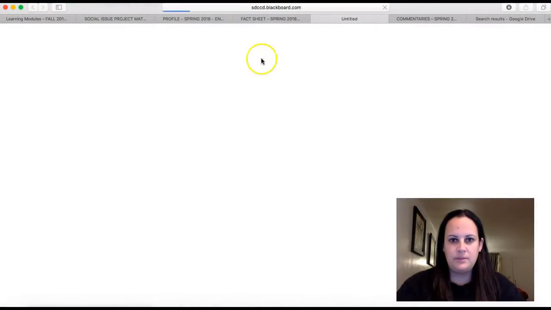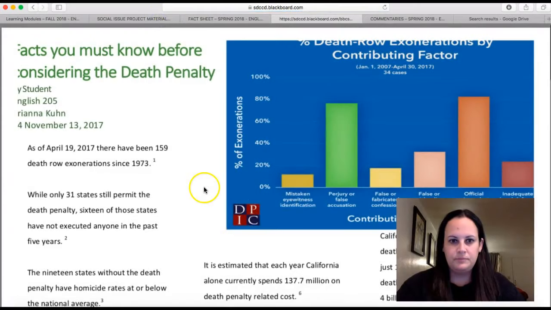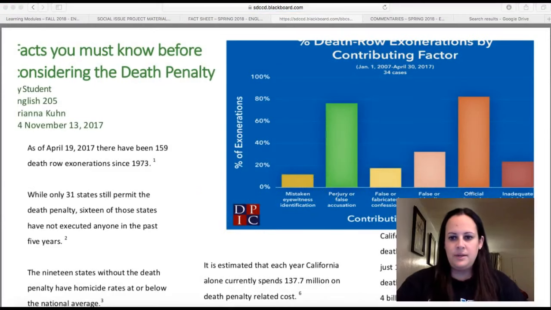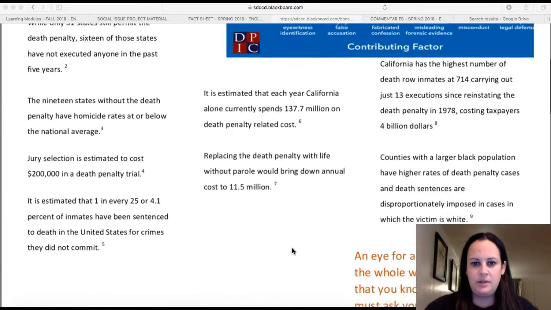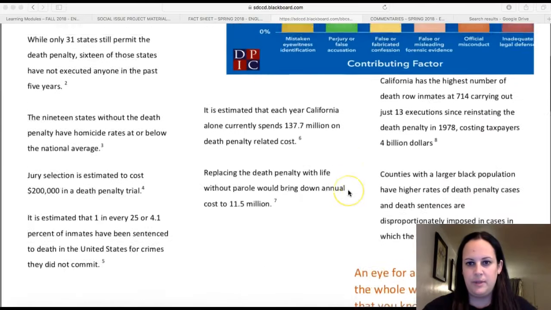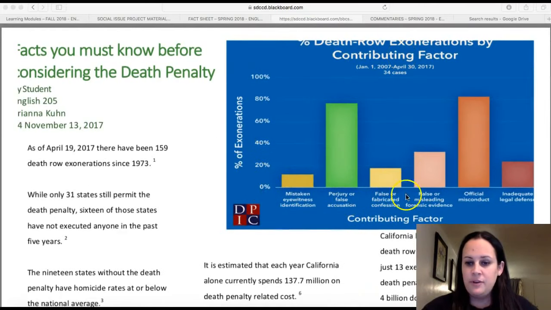Here's the death penalty one. Okay, and notice how cool this is. You can choose whatever format you want. Notice she's got 3 columns here, and then she has like a little blurb here. Whatever graphics you use, this is really important for the fact sheet. Whatever images you use, they need to be factual. They need to be graphs or a map or a flow chart or an infographic, something like that.